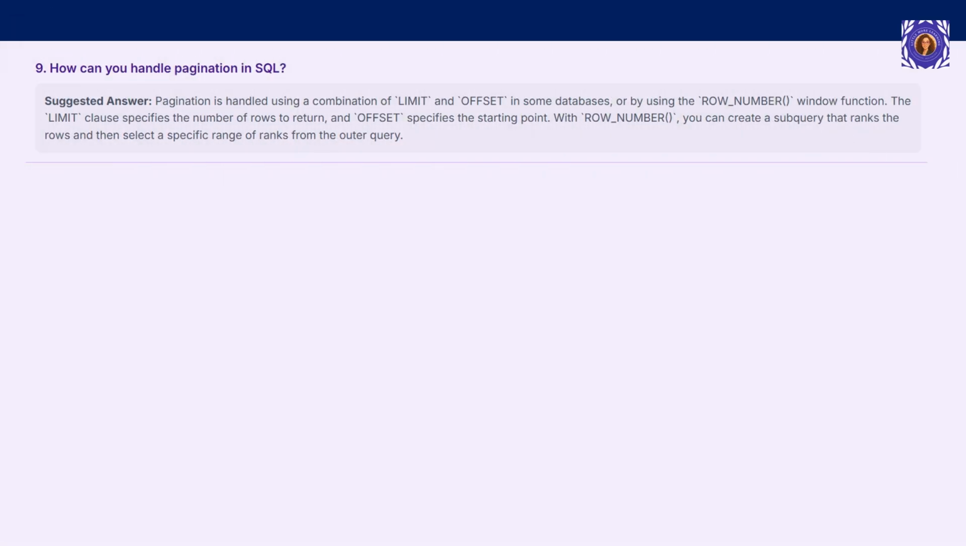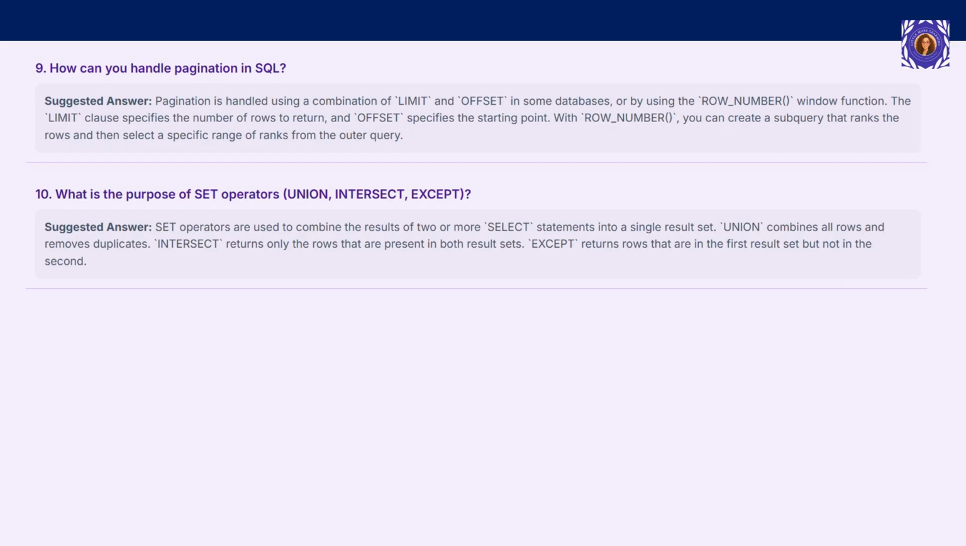How do you handle pagination? Pagination is handled using a combination of limit and offset, or more robustly with the row number window function to select a specific range of rows. What are set operators? These are operators like union, intersect, and except that combine the results of multiple select statements.